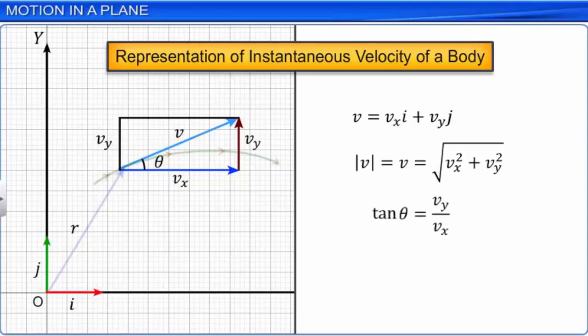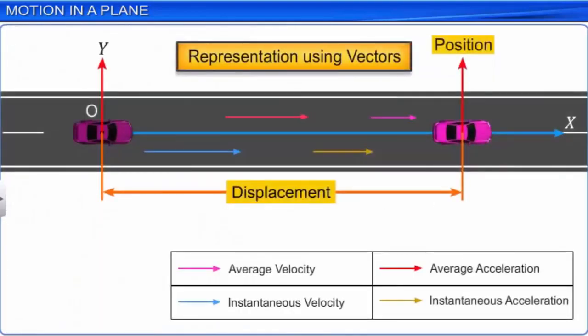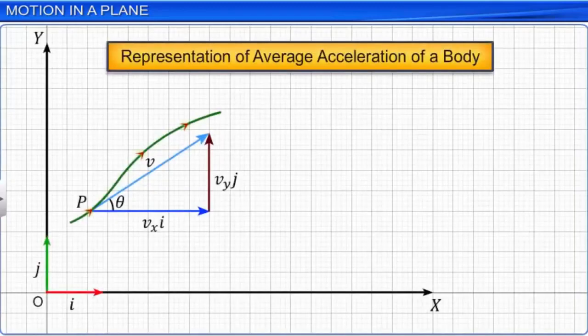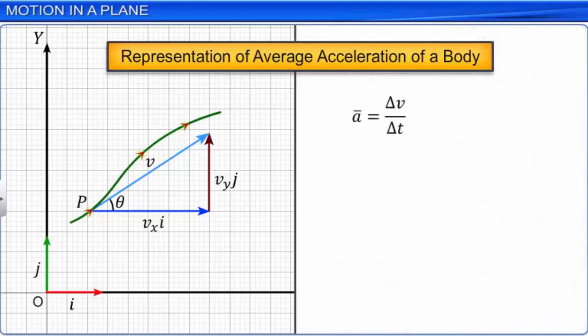Next, let's discuss the representation of average acceleration of a body using vectors. Consider a body is moving in the xy plane. During the time interval delta t, its velocity has changed by delta v. Its average acceleration a bar is equal to delta v by delta t. On substitution and simplification, we get a bar is equal to ax i plus ay j.